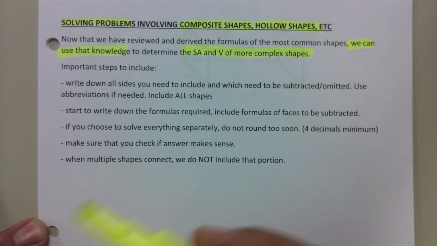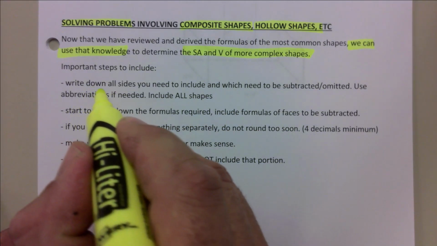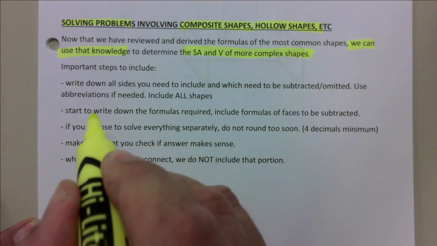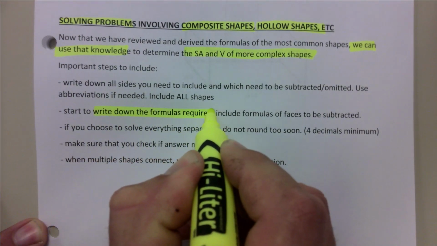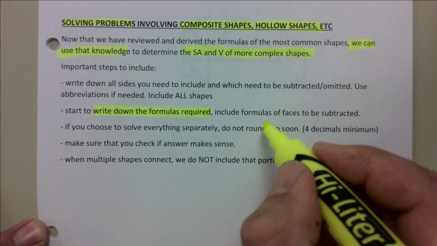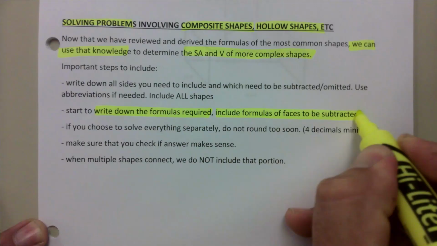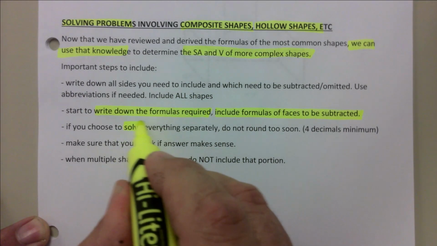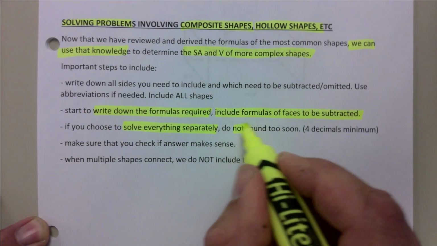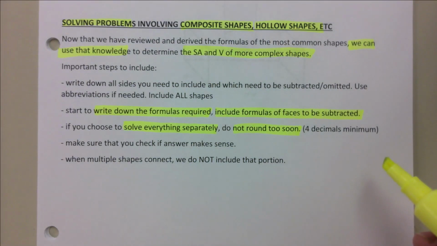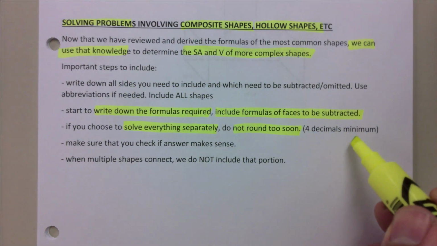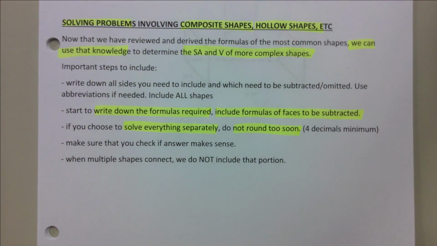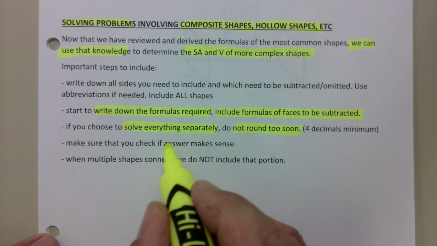One thing that I'm going to suggest to you, and I'm going to emphasize this: write down the formulas required, and also include formulas for the faces that need to be subtracted, perhaps. Okay? If you solve everything separately, do not round too soon. We used to have the old calculators, and I would tell my students to use 4 decimals minimum. Now that we have these ones, I would say use all decimals as you're solving. Okay? Make sure that your answer makes sense.